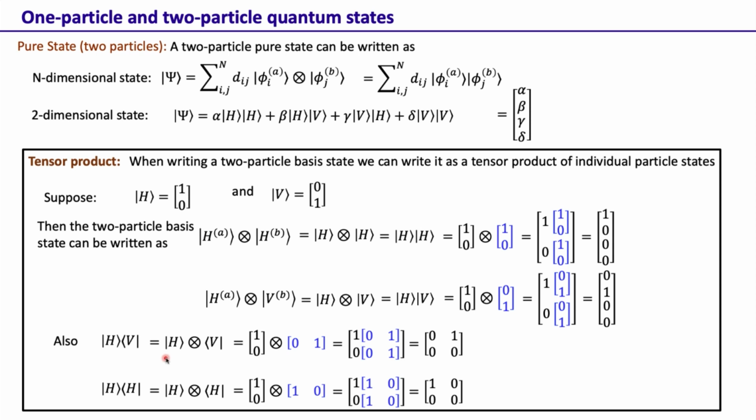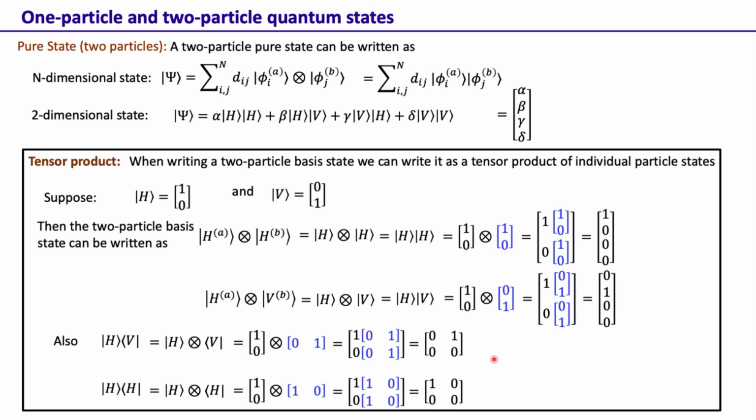So this is just a quick introduction to the tensor product, because when we write a two particle state, this tensor product is what we mean. And when we write a two particle projector, then it will be HH HH. There also what is implied is the tensor product, and that's how we calculate it.